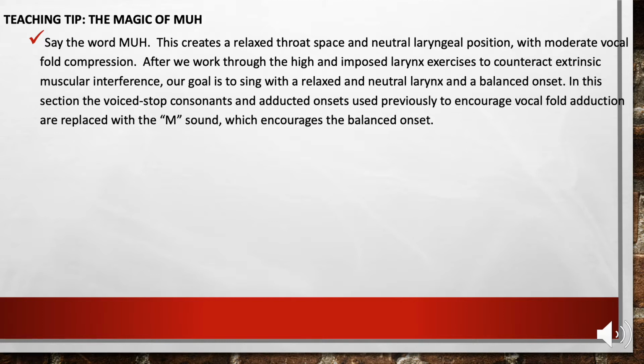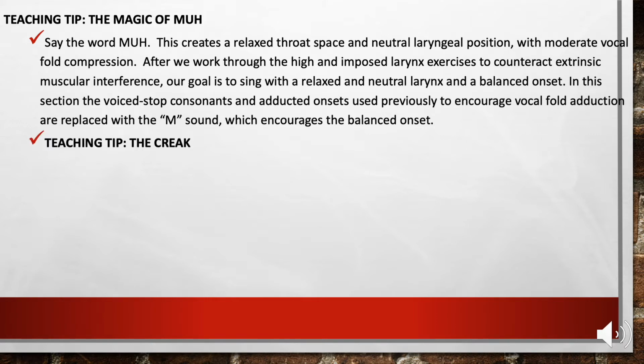After we work through the high and imposed larynx exercises to counteract extrinsic muscular interference, our goal is to sing with a relaxed and neutral larynx with a balanced onset. In this section, the voiced stop consonants and adducted onsets used previously to encourage vocal fold adduction are replaced with the M sound, which encourages a balanced onset.